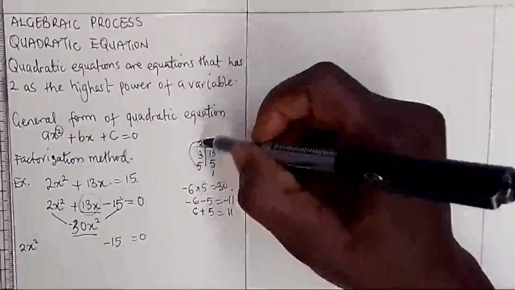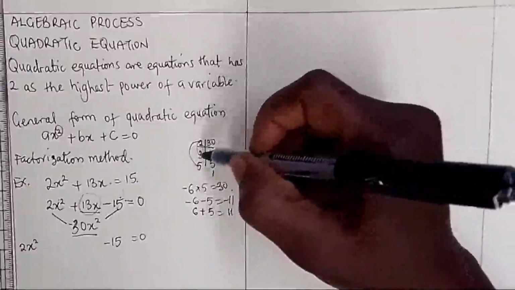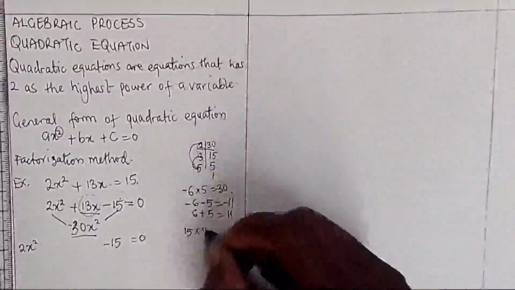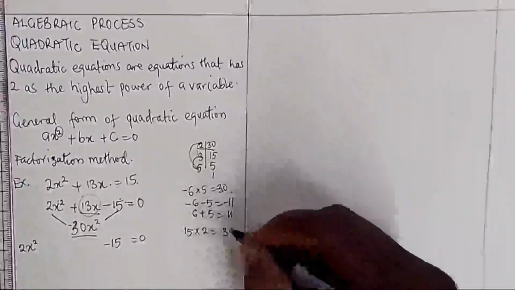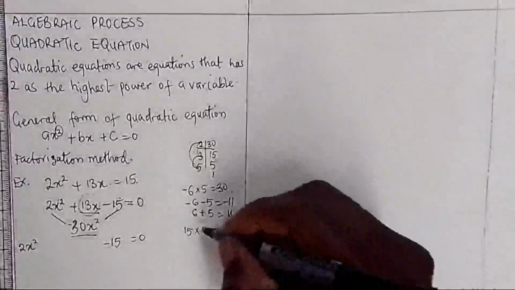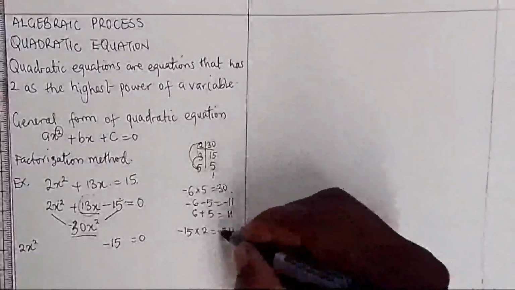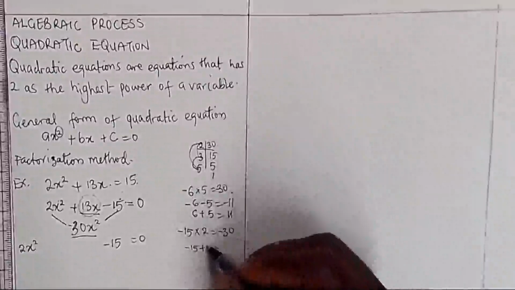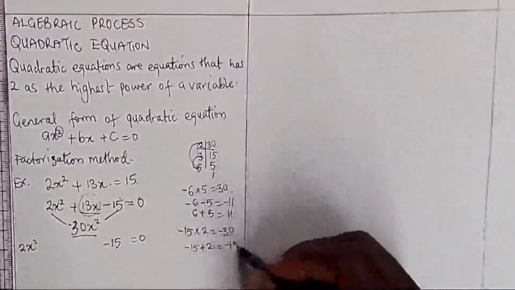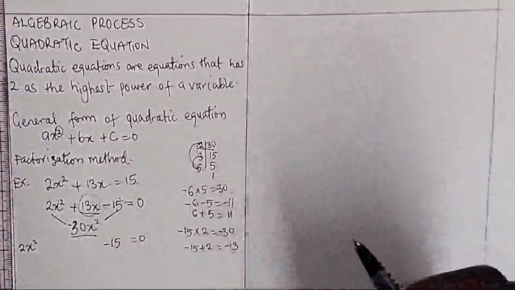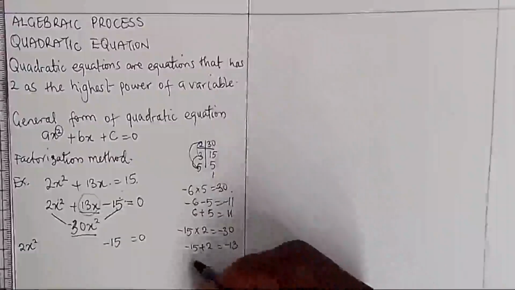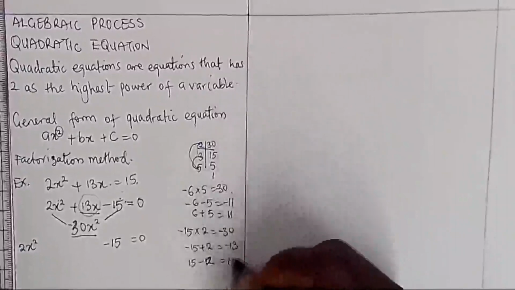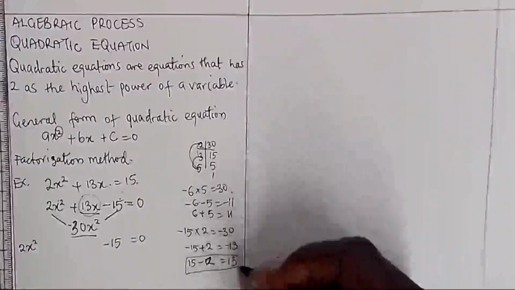You can see it did not give us what we are looking for, the product and the sum. Let's try 3 times 5. 3 times 5 gives me 15. Then 15 times 2 gives me 30. So let's make sure one has a negative number. Minus 15 times 2 gives me minus 30. If we say minus 15 plus 2, that gives us negative 13, but we're looking for positive 13, which means the smaller number is the one that will carry the negative sign. So we have 15 minus 2, which is equal to 13.